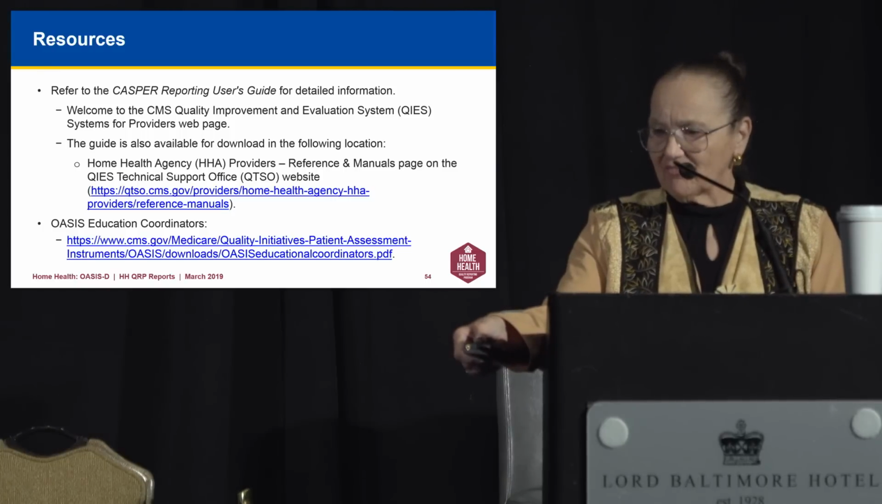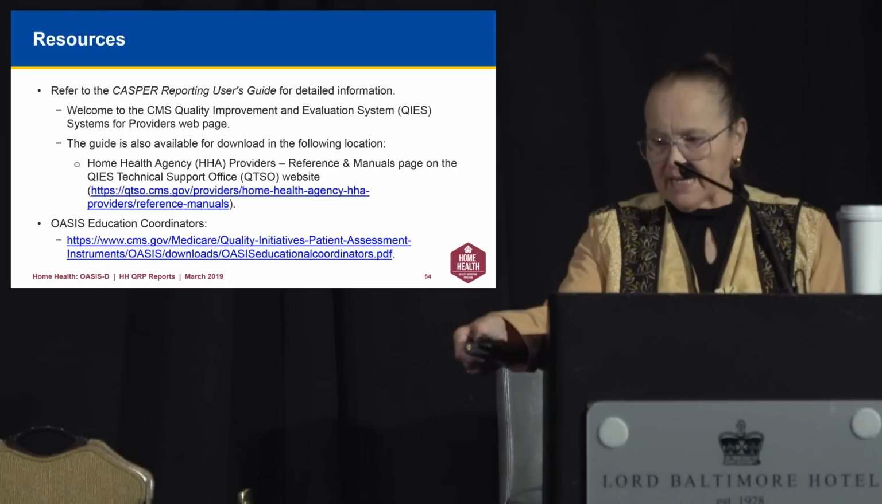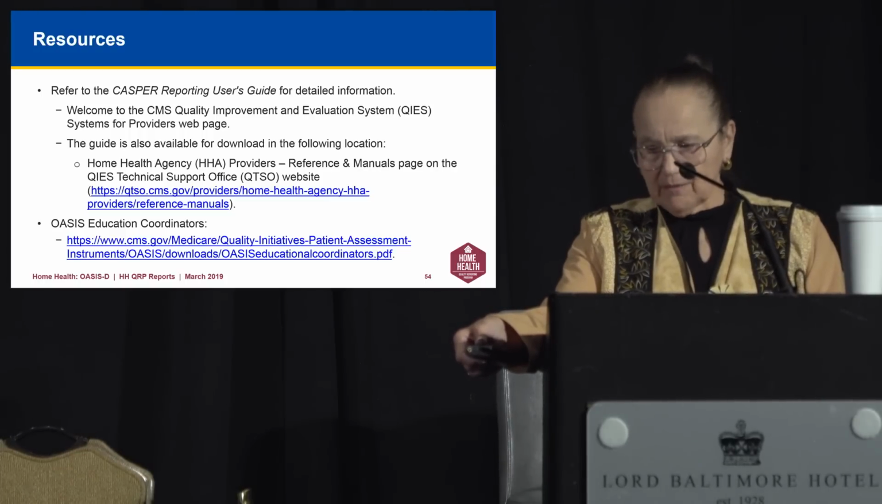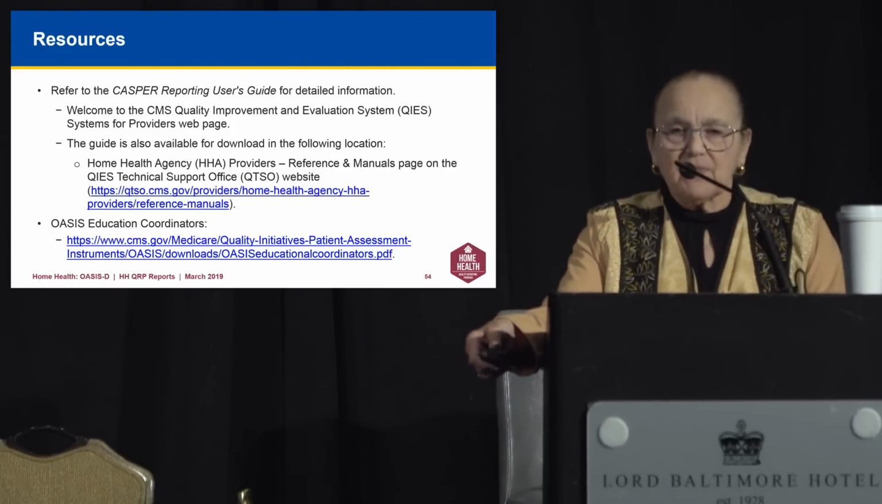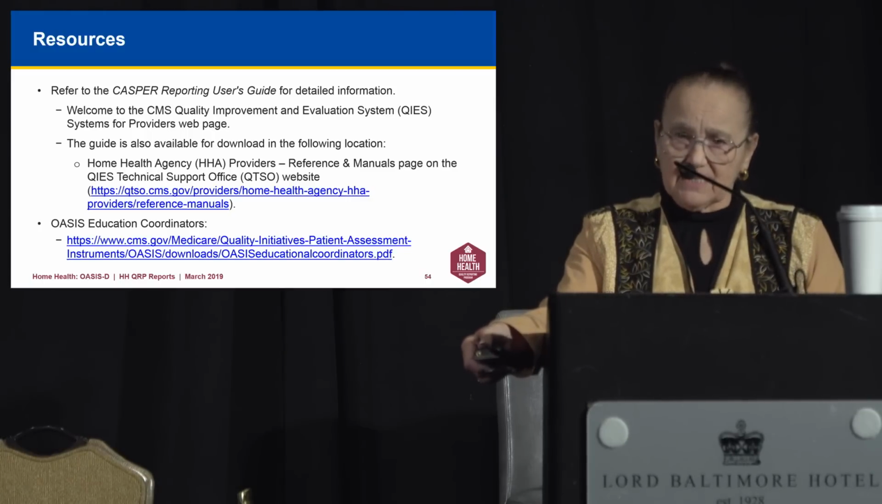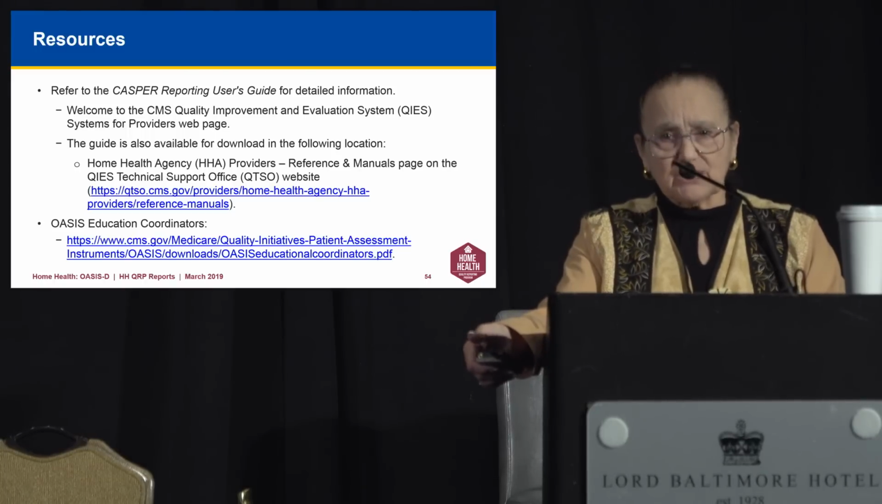So you have the reporting user's guide. You have a link here to obtain it. You have a reference and manuals page on the QTSO website. And you have all of the education coordinators. There is an OASIS education coordinator for every state. So you do have one, and it would be very helpful to you to go here and find out who that person is. And if you feel that you need education or training, reach out to them.